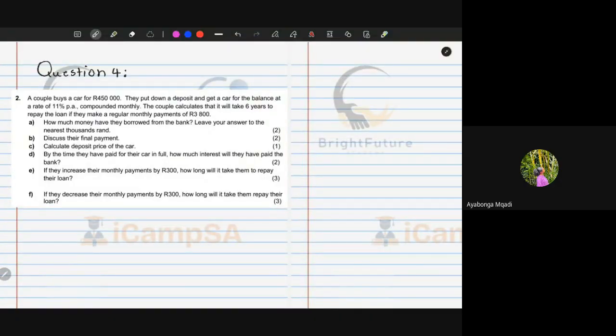I need someone who's going to volunteer to read this for us. Any volunteer, guys? In the interest of time, just give it a shot. You are just reading. A couple buys a car for 450,000. They put down a deposit and get a car loan for the balance at a rate of 11% per annum, compounded monthly. The couple calculates that it will take 6 years to repay their loan if they make a regular monthly payment of 3,800.